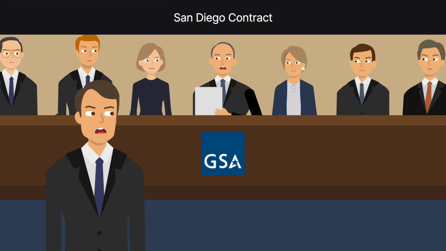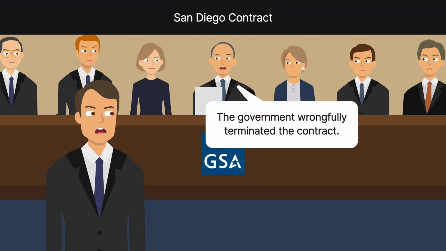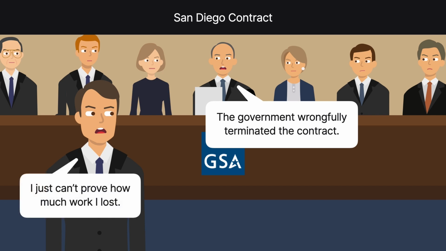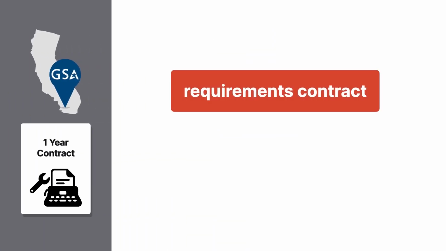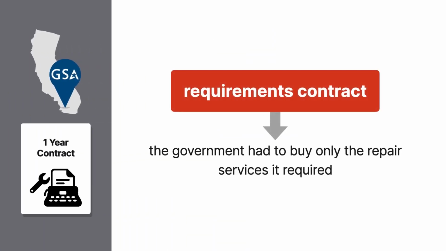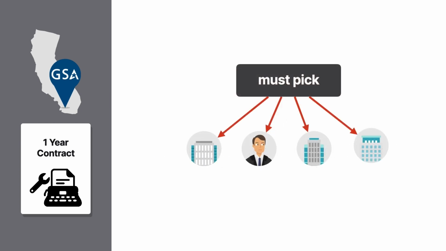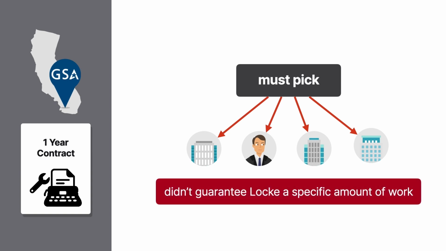For the San Diego contract, the board found that the government had wrongfully terminated the contract. However, Locke couldn't prove what amount of damages he'd suffered. The contract was a requirements contract, which meant that the government had to buy only the repair services it required. Further, the contract allowed the federal offices to choose one of the other companies for repairs. Thus, the contract didn't guarantee Locke a specific amount of work.